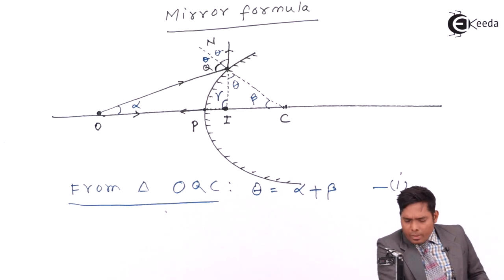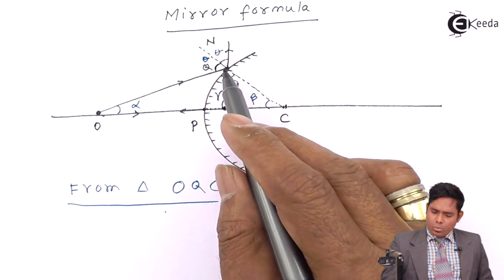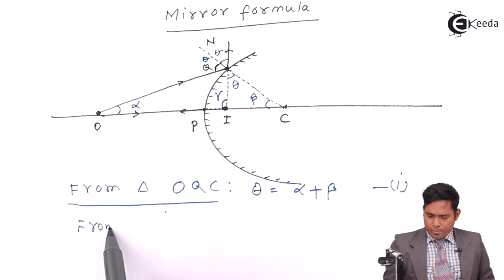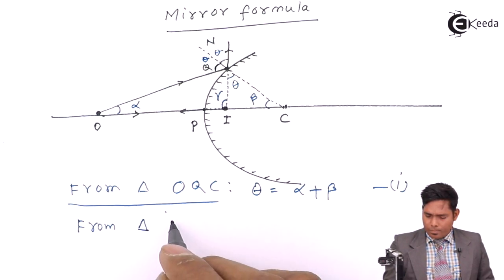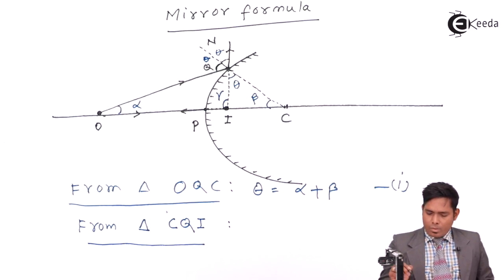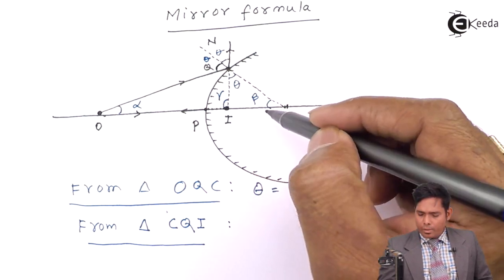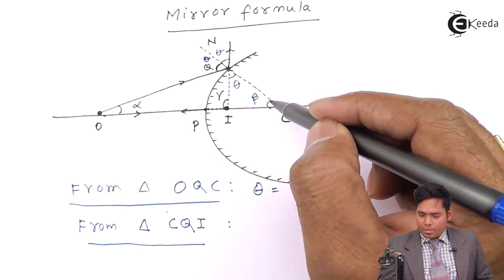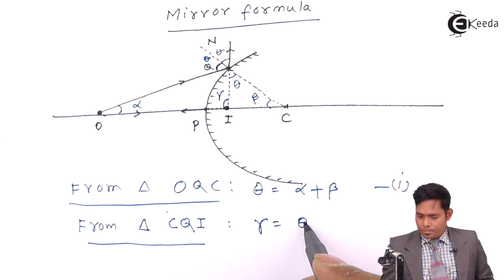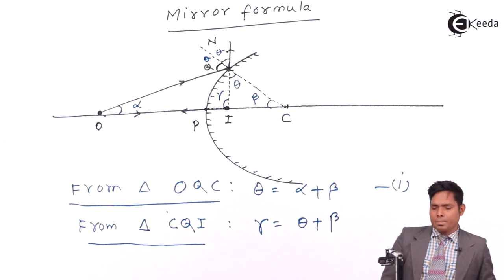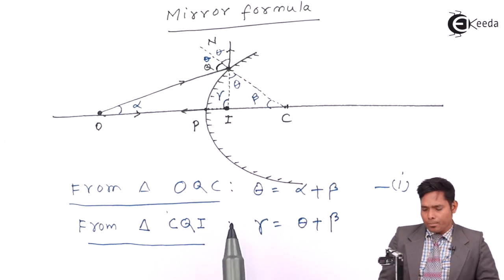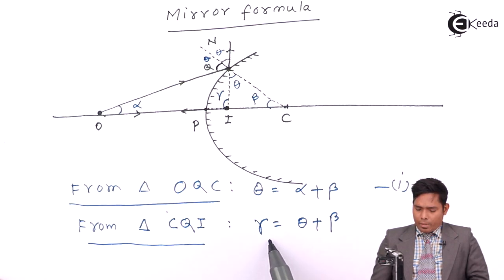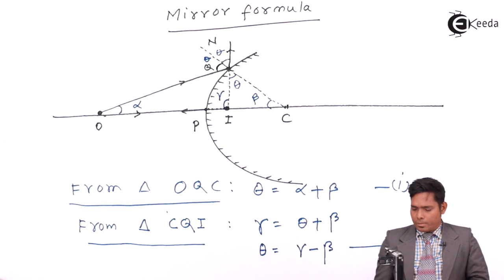1. Then I will consider another triangle, CQI. From CQI, what I will get is that gamma is theta plus beta, because gamma is the exterior angle, and theta and beta are the remote interior angles. So from here I will write theta as gamma minus beta. This is equation number 2.